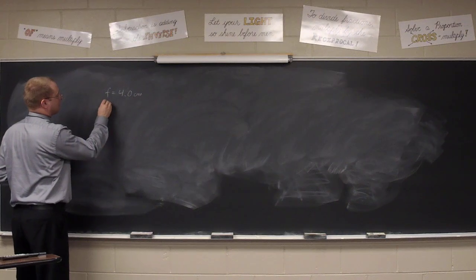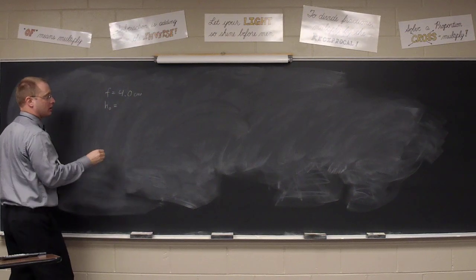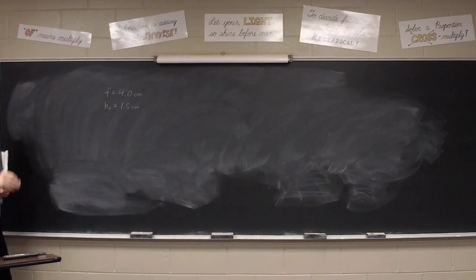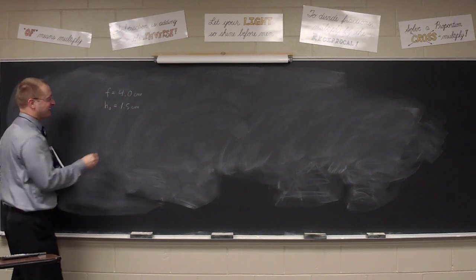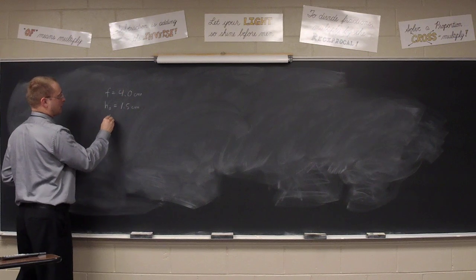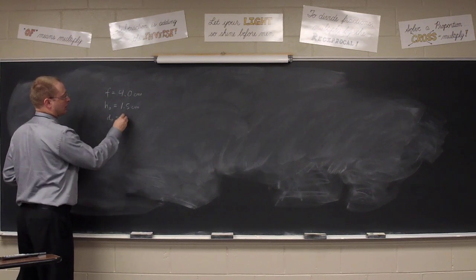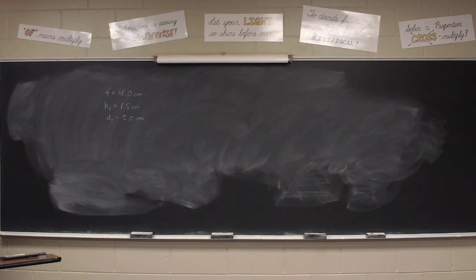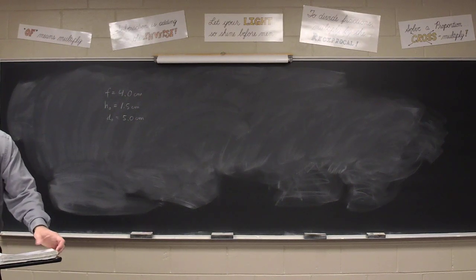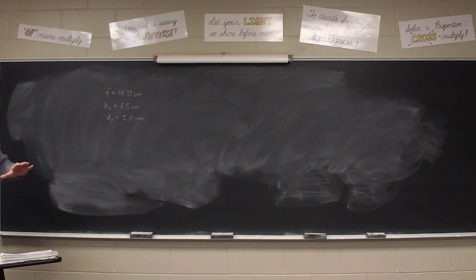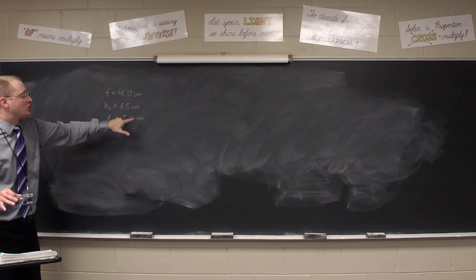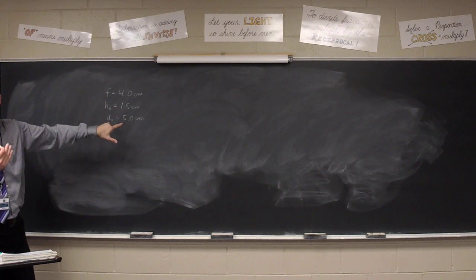The height of the object is 1.5 centimeters. So about the piece of my chalk. All right, then the distance of the object is 5 centimeters. So it's 5 centimeters away. Now, again, if we wanted to think through the ray diagram, we won't draw it, but let's think through it. The focal length is 4 centimeters. The object is just 1 centimeter behind that focal point.